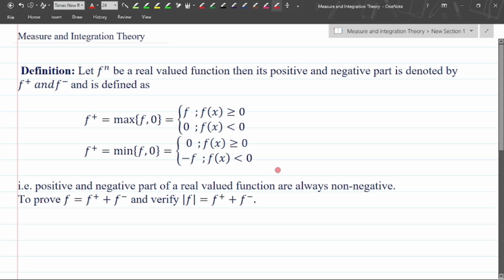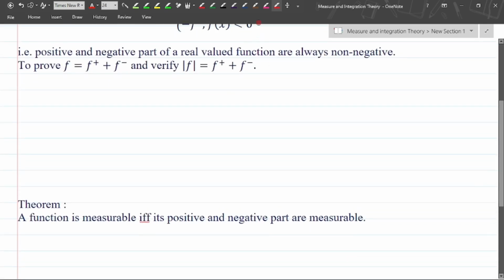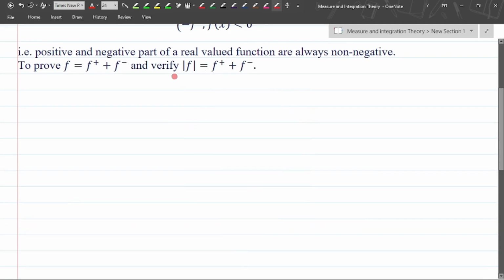Okay, so we'll prove that we can write a function in terms of f plus and f minus. Yes, it is minus, not plus, that was a typing error. So we can write a function as f plus minus f minus. How can we write it? What is the proof for this?